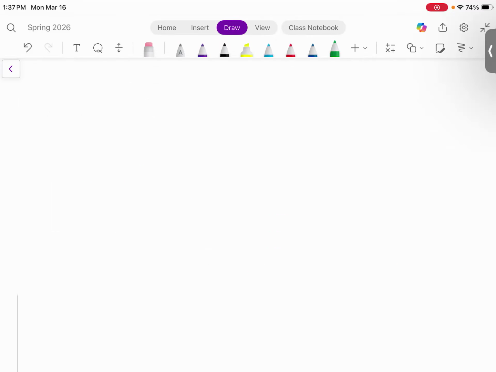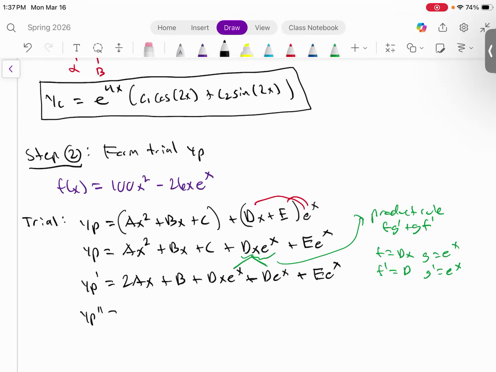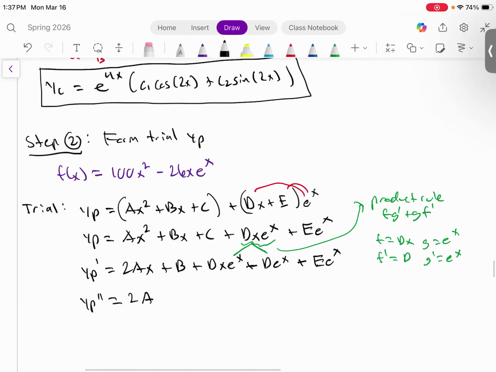Okay, we need to take another derivative. What would that look like? This would be 2a. And then we would have another product rule. And so what that would become is plus dx e to the x again, plus d e to the x, plus another d e to the x, plus e to the x. And these are the terms from the product rule.